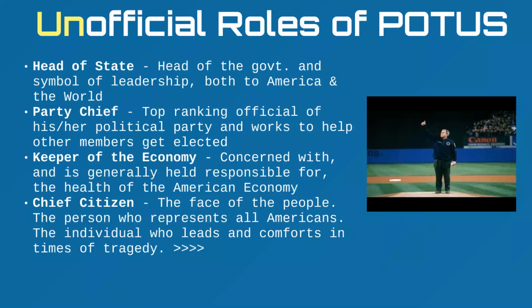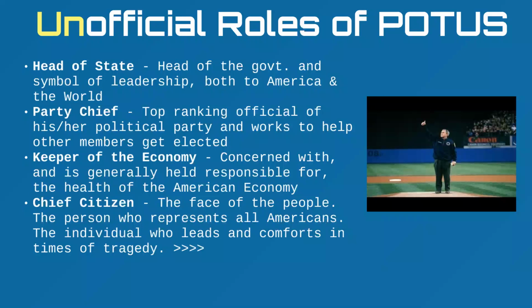They're the top-ranking official of their party, and they do everything they can to try and get as many members of their party elected, because that's going to help them carry out their agenda. They are seen as the keeper of the economy. And so they're usually held responsible for the economy, whether it's going really well or not very well. Usually presidents are given too much credit and too much blame when it comes to the economy.